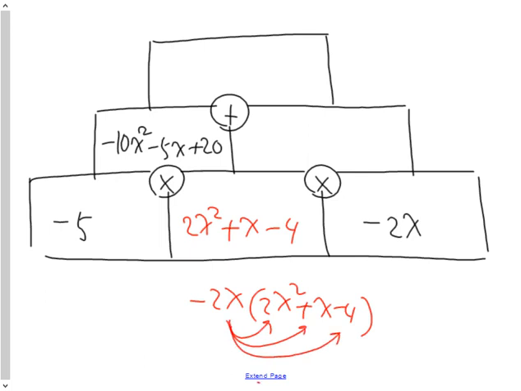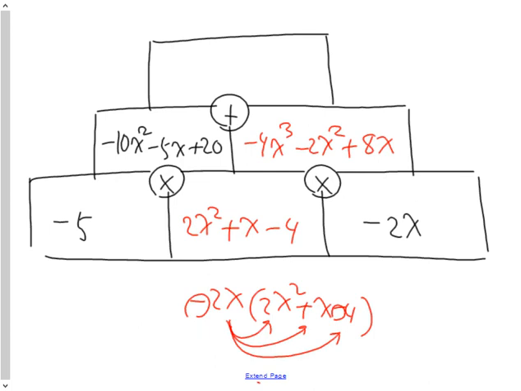So negative 2x multiplied by 2x squared will be a negative 4x cubed, because x times x times x is x cubed. Negative 2x multiplied by x will be negative 2x squared. And finally, negative 2x multiplied by negative 4. So negative multiplied by a negative is a positive, and 2x multiplied by 4 is 8x. So now you have your second level.